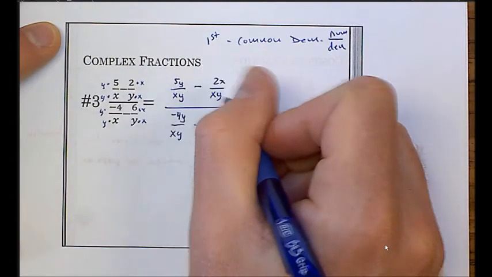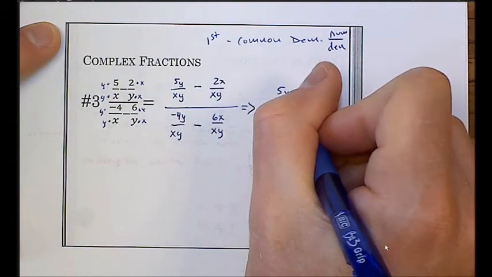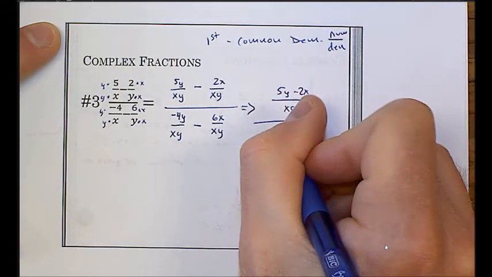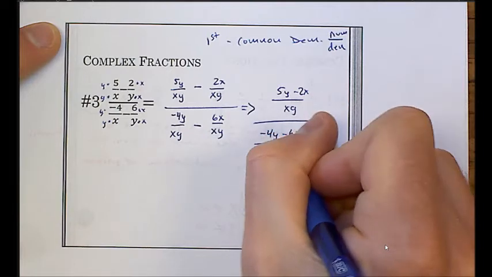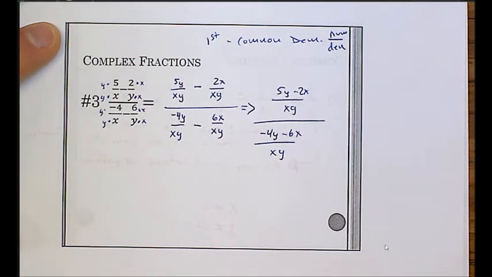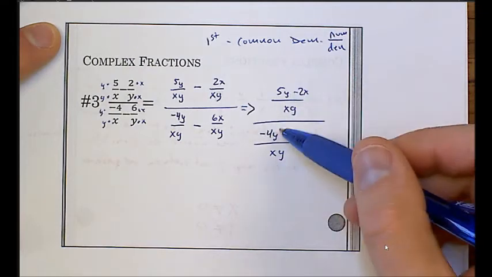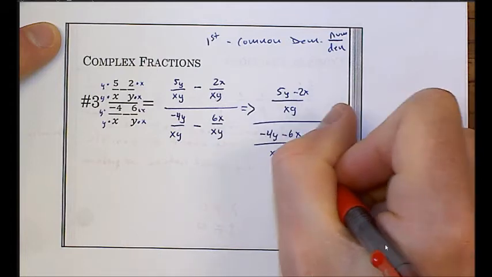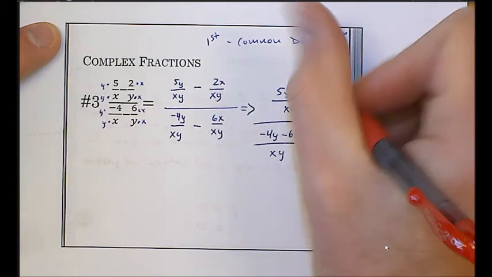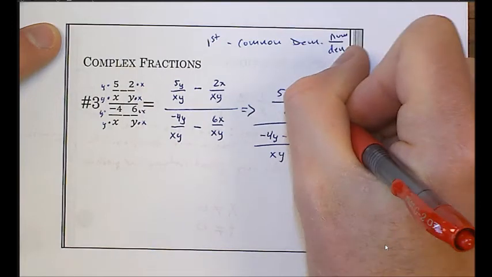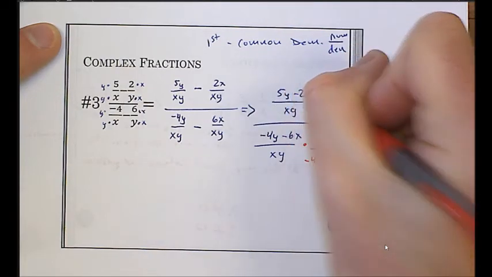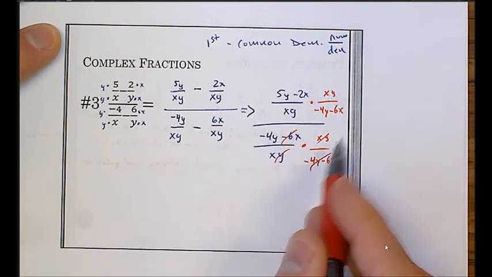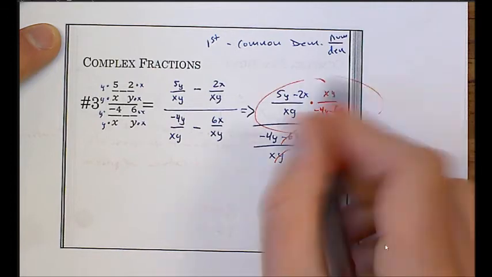Because I have a common denominator, I can go 5y minus 2x over xy over negative 4y minus 6x over xy. Okay? Now that I have a fraction within a fraction, so all that work just to get to this point in time, now I can multiply by the reciprocal of the denominator. Because it's multiplication, the whole point of this is to get rid of the fraction within a fraction. That denominator is completely gone. So now our focus is on just simplifying that.